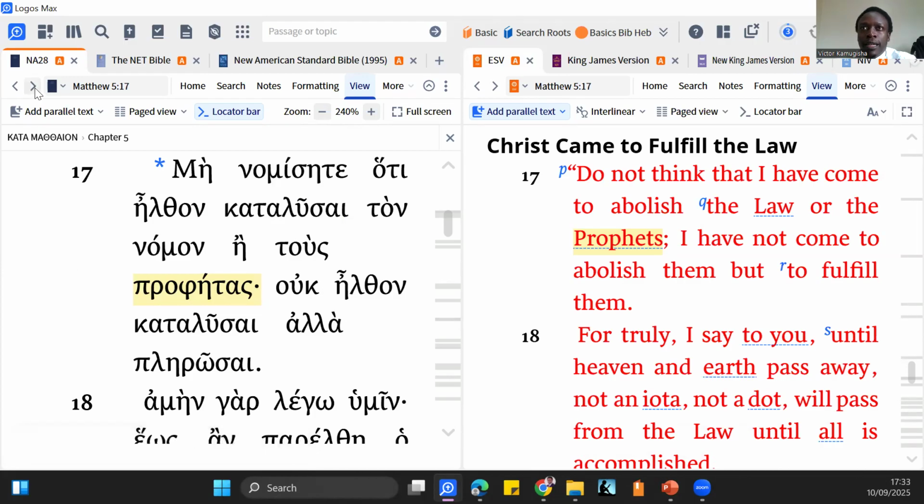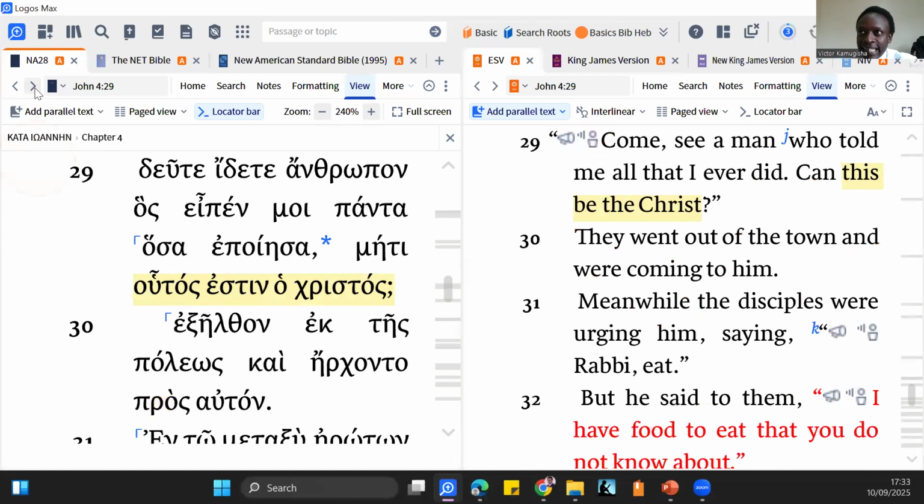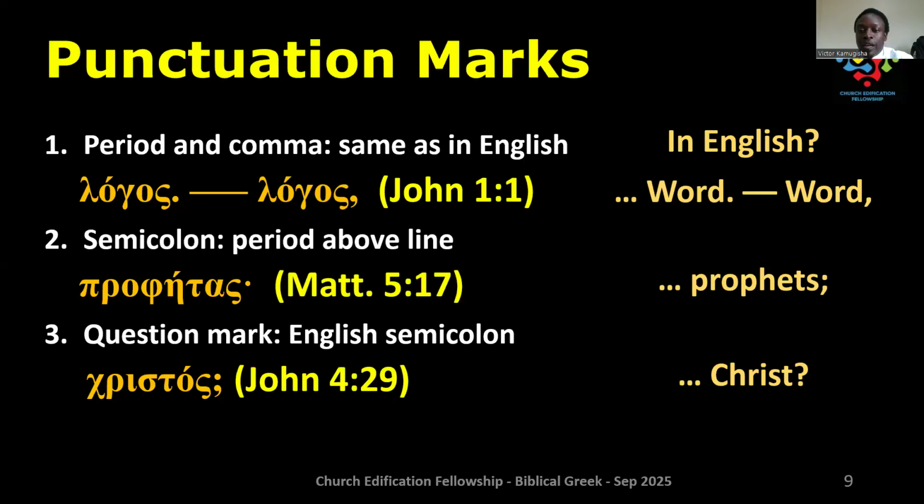Good. So the next is the question mark. Again, one of my precious verses, John chapter 4, verse 29. Come, see a man who told me all that I ever did. Can this be the Christ? So you see, you have a question mark in English. So how is that question mark in the Greek? Mepi autos estin ho Christos. So you see the question mark in Greek is the way we write our semicolon. So the whole point is we need to pay attention as we are reading the text to how punctuation marks are written.